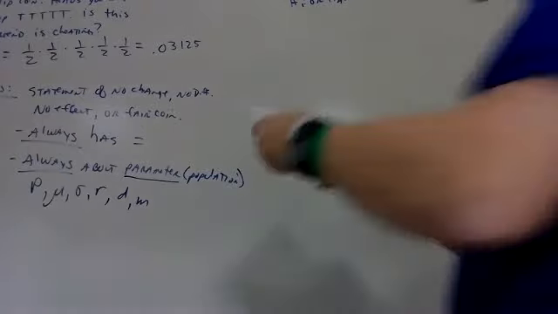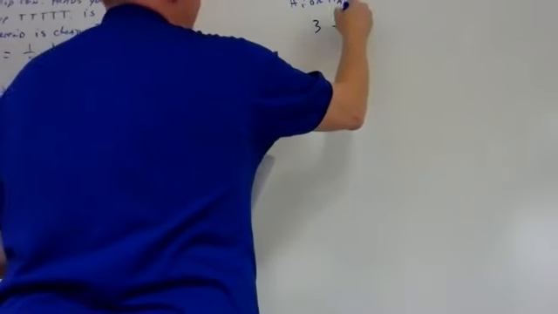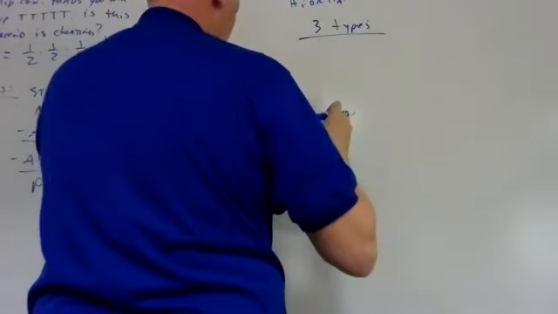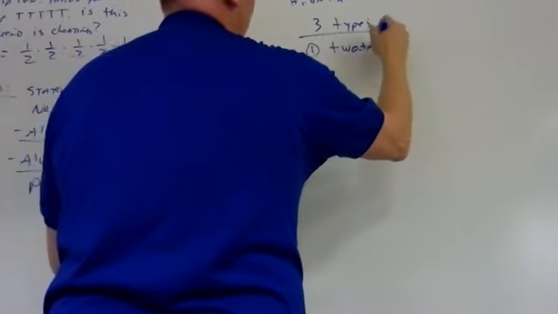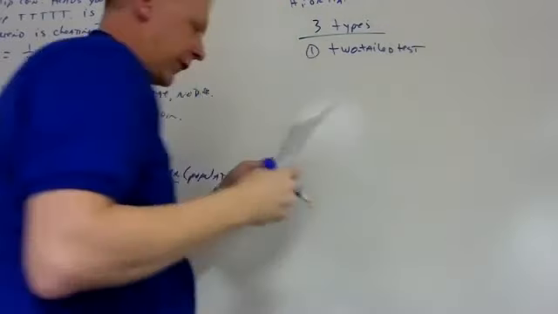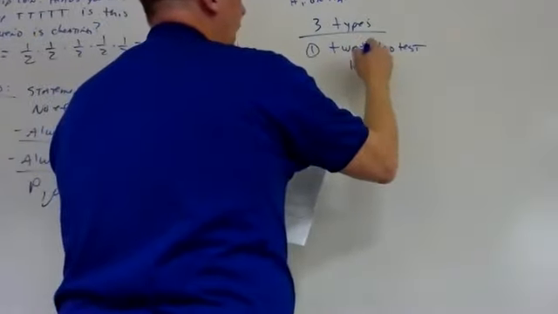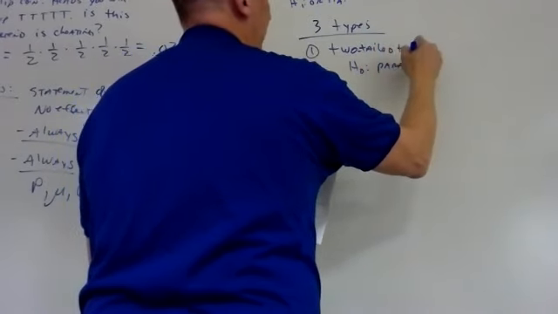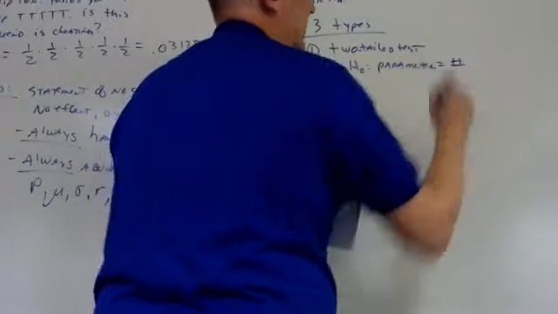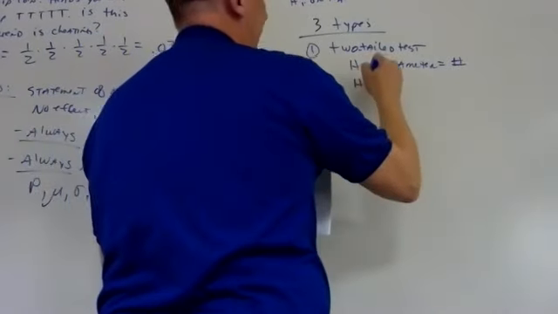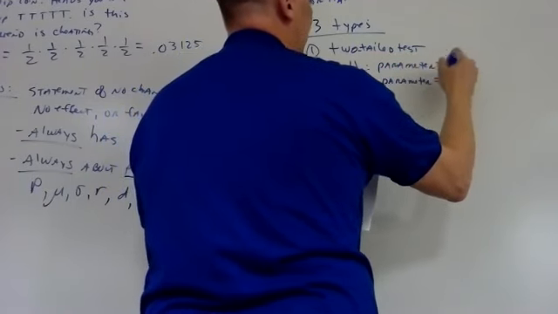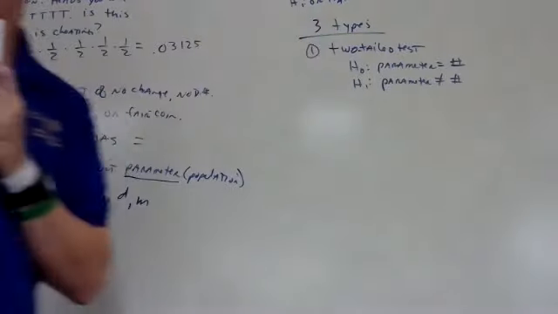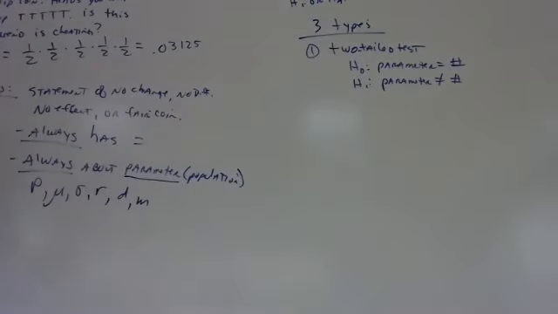All right. Now we've got three types. Okay? So one, I have a two-tailed test. Okay? So if my null hypothesis is some sort of a parameter equal to some sort of a number, my alternative hypothesis would be the parameter does not equal the number. Okay? The two-tailed test. That's right.